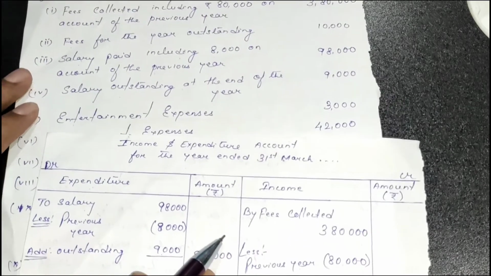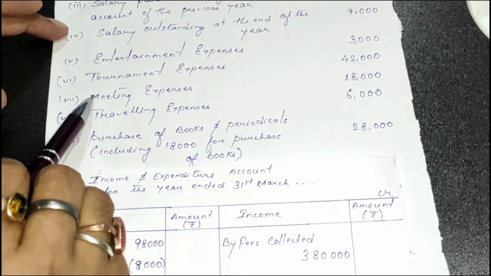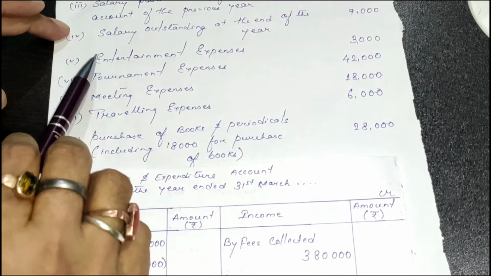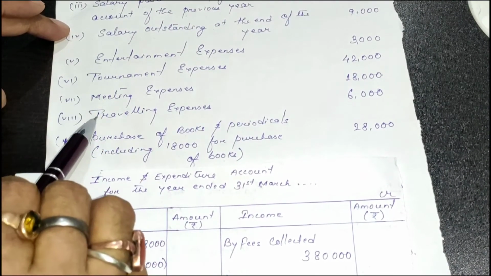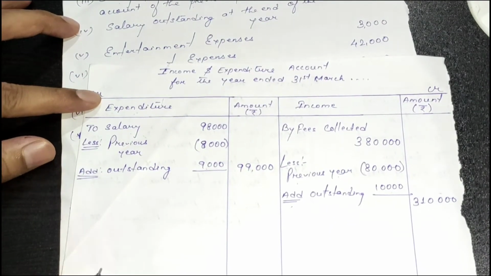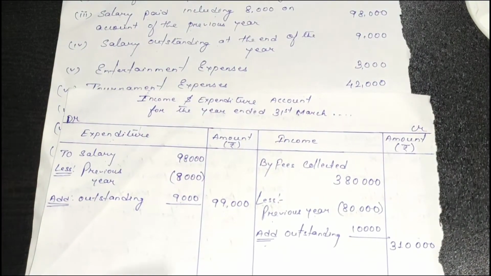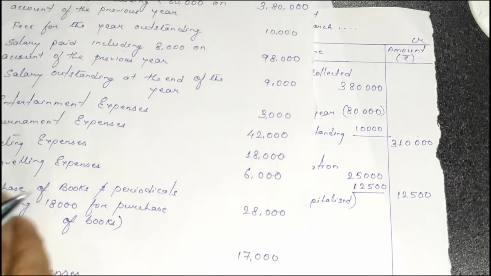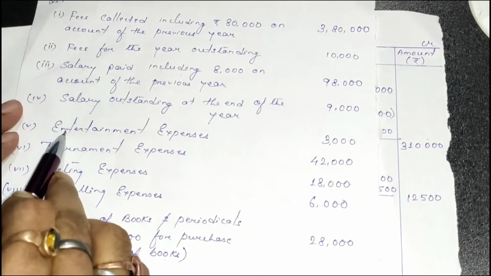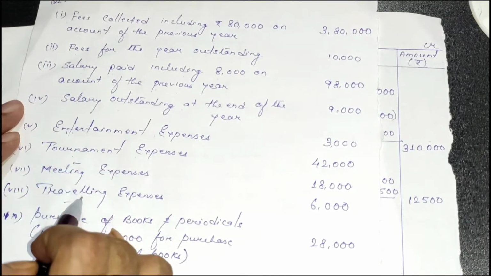Okay. Now you see here next, expenses: entertainment expenses, tournament expenses, meeting expenses, traveling expenses. So 1, 2, 3, 4. These 4 expenses we can write directly in the expenditure side one after another, because there is no adjustment. Clear? So now, as I told you, see this entertainment expenses, tournament expenses, meeting expense and traveling expense. These 4 are the expenditures.